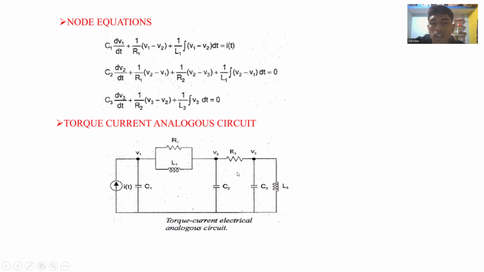So basically, this is a simple concept, but the only thing you need to remember is the proper respective differential equations that come along with the components and the right conversions for torque voltage and torque current analogy.